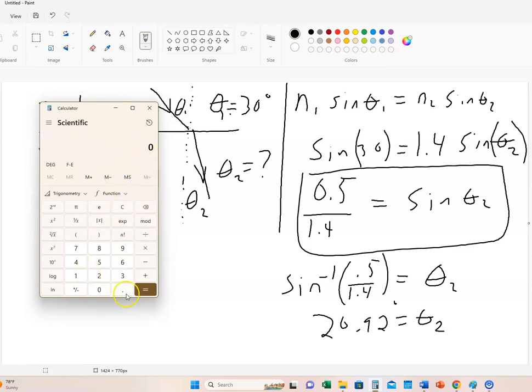Some calculators, by the way, you hit the sine first. This one is a computer calculator, so you have to hit the angle first. So 30, and then the sine of 30 is always 0.5. That's just what it is. If you get some other number when you take the sine of 30, then you're not in degree mode.